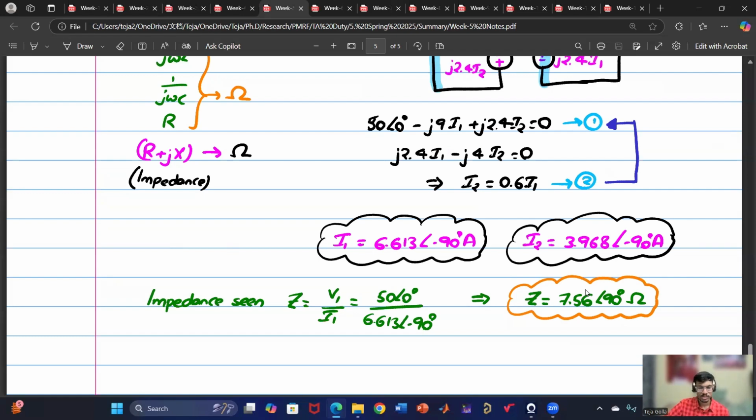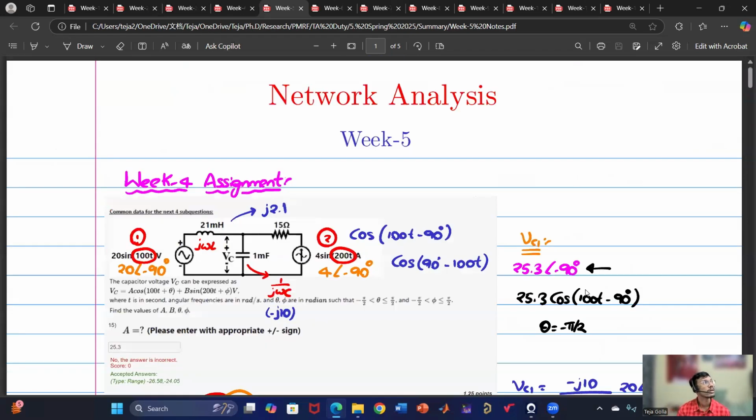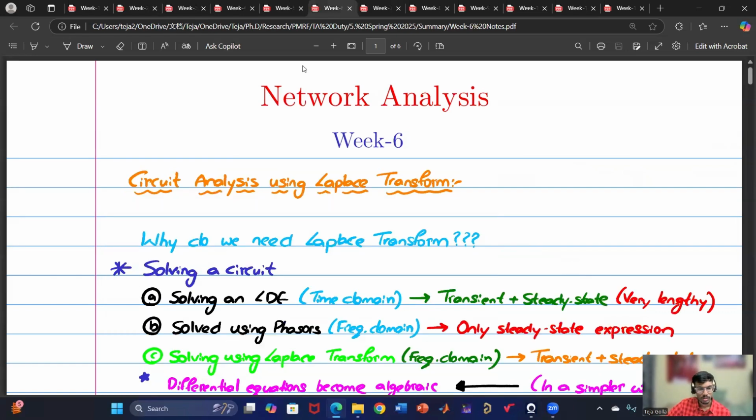So this completes week 5. Any doubts before we go to week 6? Okay, no doubts. So week 6 is about circuit analysis using Laplace transform.